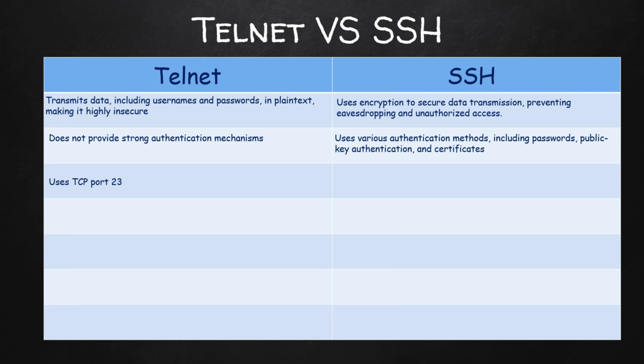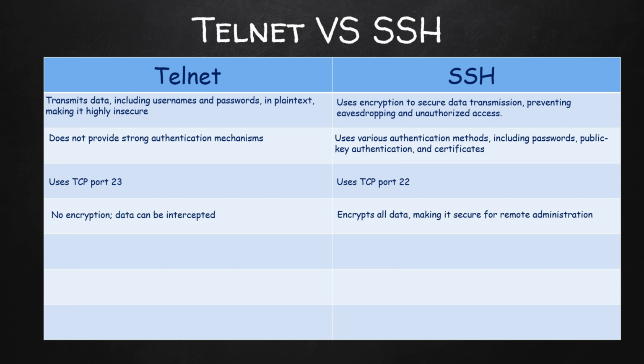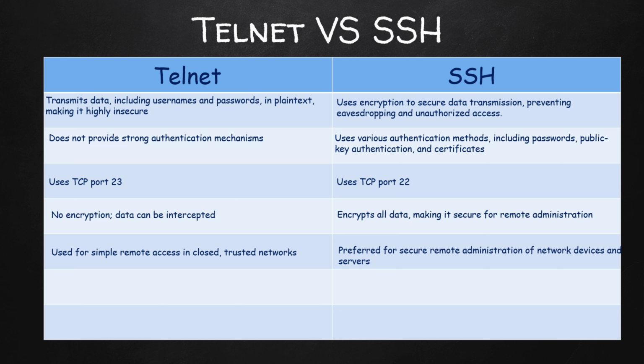Point number 3, Telnet uses TCP port 23. On the other hand, SSH uses TCP port 22. Point number 4, in Telnet, there is no encryption. That means the data can be intercepted. In SSH, it encrypts all the data, making it secure for remote administration. Point number 5, Telnet is used for simple remote access in closed trusted networks. On the other hand, SSH is preferred for secure remote administration of network devices and servers.